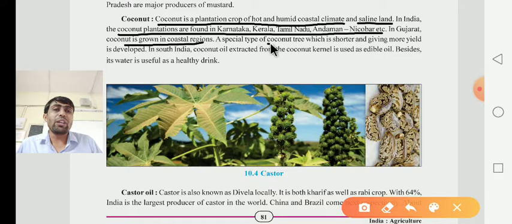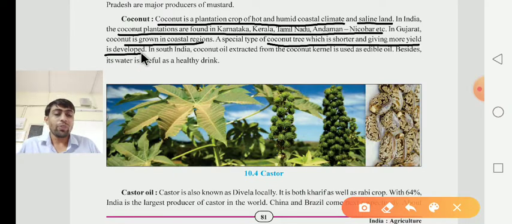A special type of coconut tree which is shorter and gives more yield has been developed. Yield means upaj, utaro.